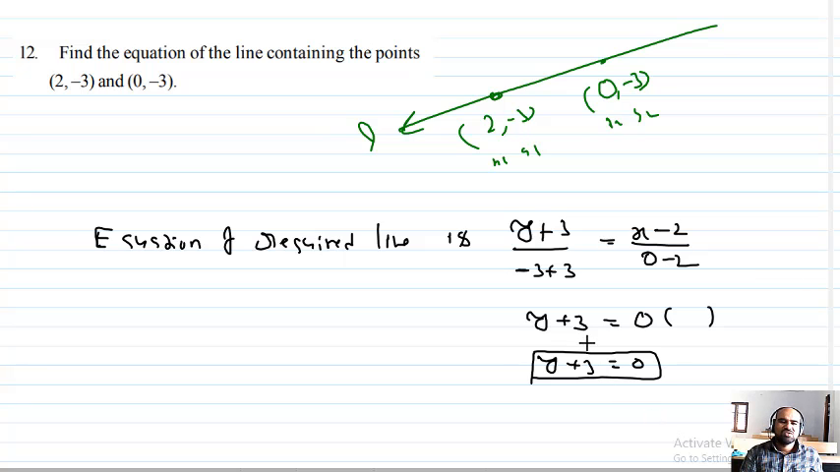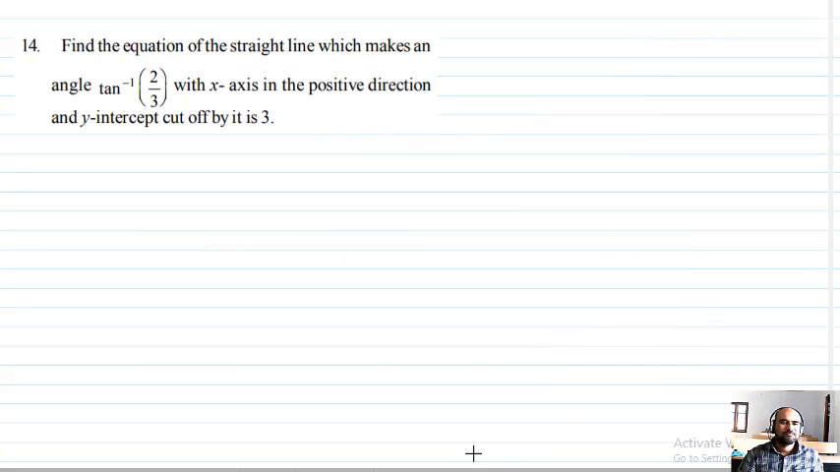That is y plus 3 into 0, because what is the cross multiplication? After cross multiplying, 0 into something is 0, 0 into minus 2, minus 2 into something equal to 0, which means automatically y plus 3 equal to 0 only. That's why this is the required equation of the line.